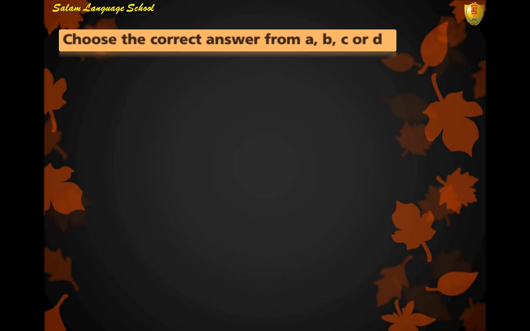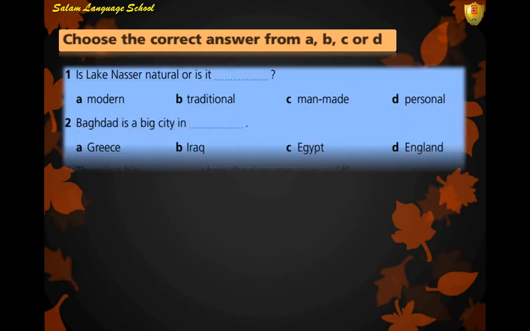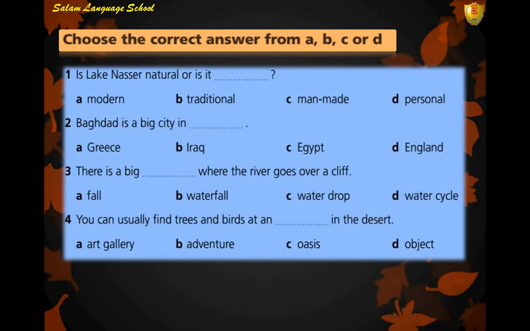Here I want you to choose the correct answer from A, B, C, or D. The first one: is Lake Nasser natural or is it modern, traditional, man-made, personal? Yes, natural, or is it man-made? Baghdad is a big city in Greece, Iraq, Egypt, England. Of course, Baghdad is a big city in Iraq.